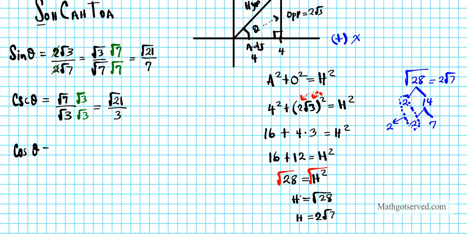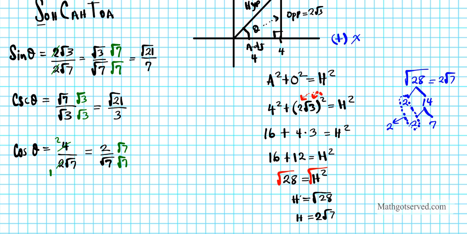From CAH, we know cosine theta is adjacent over hypotenuse. Our adjacent is 4, and our hypotenuse is 2 root 7. Now 2 can go into itself and 4, so let's divide by 2 top and bottom. So 2 goes here 1, and 2 goes here twice. So it's going to become 2 over root 7. Now to rationalize the denominator, we'll multiply by root 7 top and bottom.